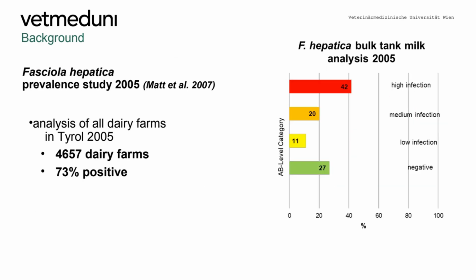This is a study conducted in 2005 by Mate et al. They analyzed the same study area we did. They analyzed bulk tank milk samples looking for liver fluke antibodies, in total 4,657, and the herd level seroprevalence was 73%.